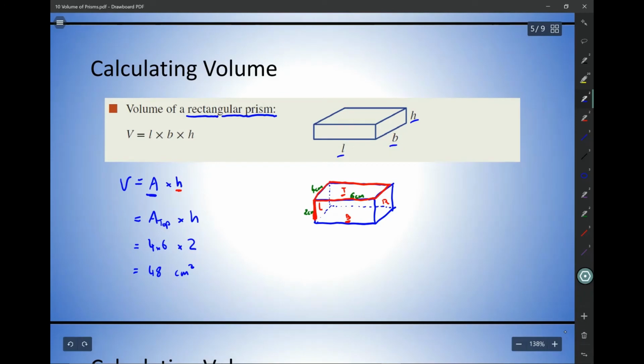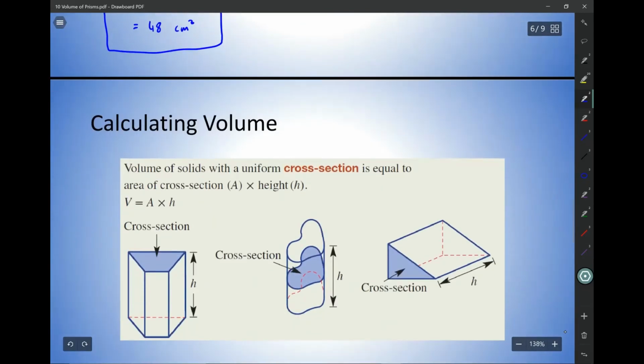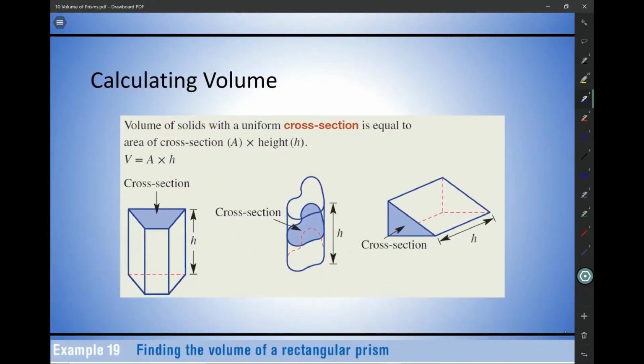And the reason why this process is important, rather than just doing this one, is because this process can be applied to any shape that has a uniform cross section. That is, any three-dimensional shape that has a side that is the same on both sides of the shape.